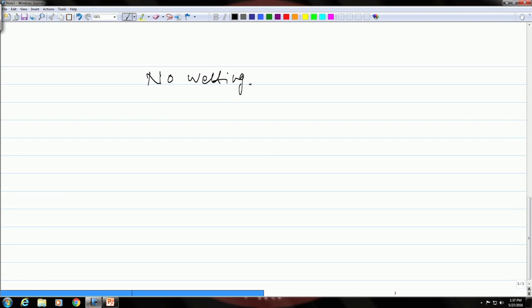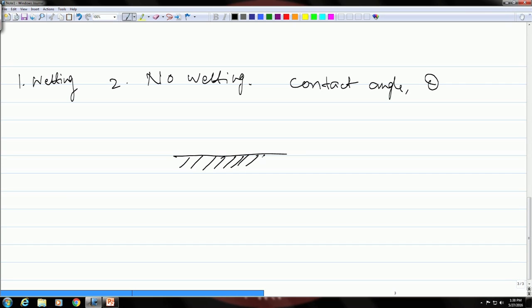Okay. So, two cases, one is wetting and the second is no wetting. Whether the liquid will wet the solid surface or not would depend on a parameter known as a contact angle. Let us call this theta. Let us say this is my solid surface, and over this I have a liquid droplet like this.